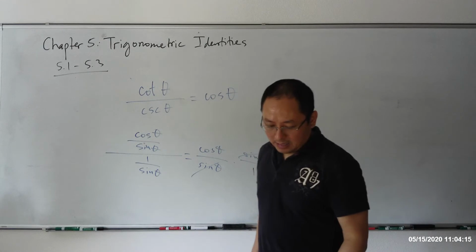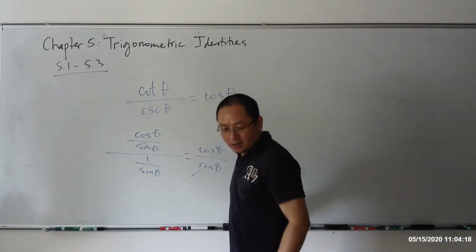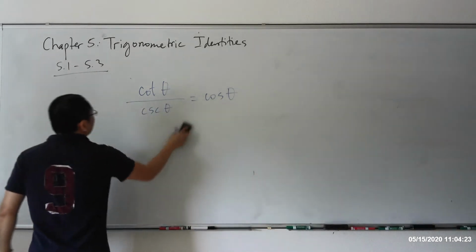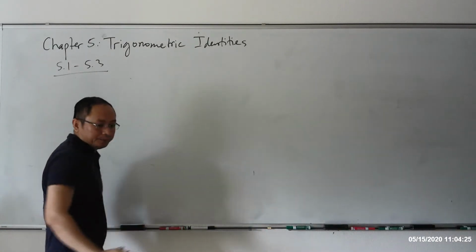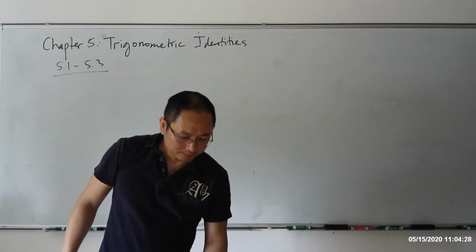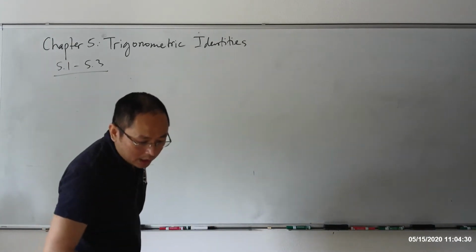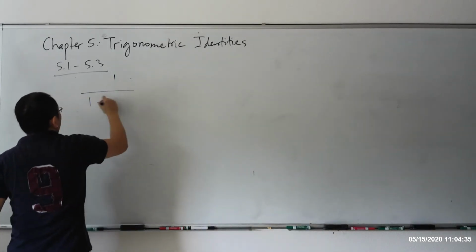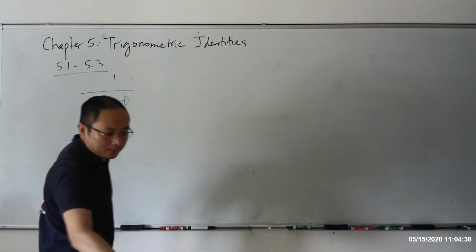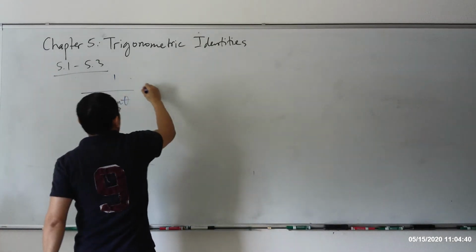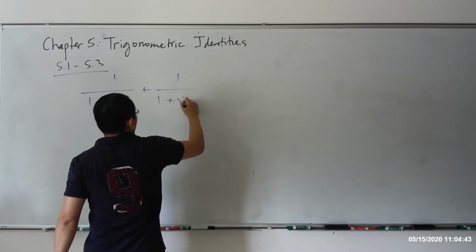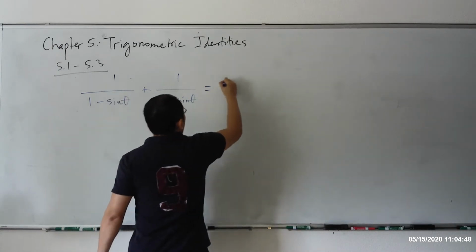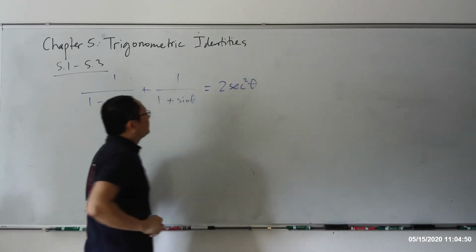Okay. Let's try another one. Pick one with a higher number, so it's harder. I'm just looking at our textbook, and I'll just randomly choose a question. Okay, choose another one. 1 over 1 minus sine theta plus 1 over 1 plus sine theta. Show that this is going to be equal to 2 secant squared theta.